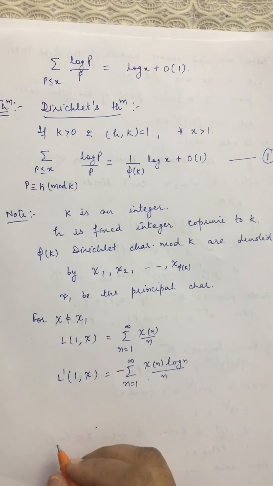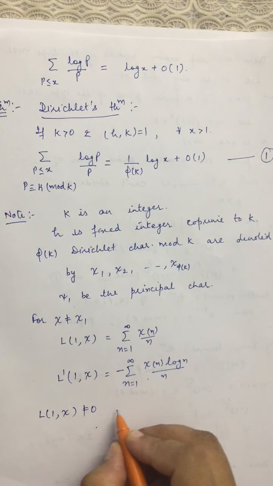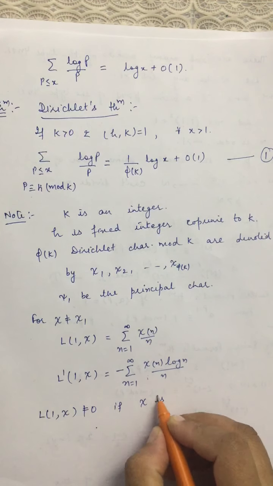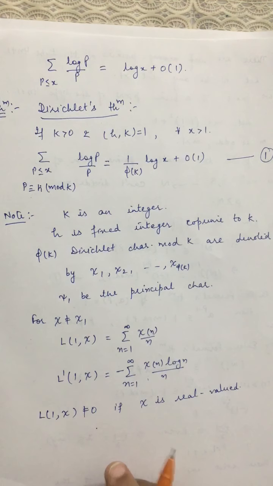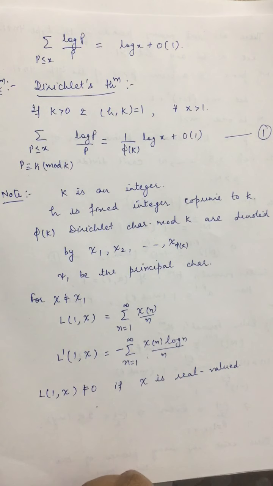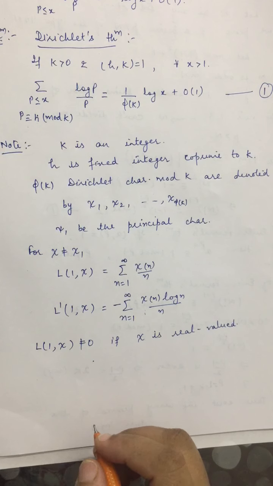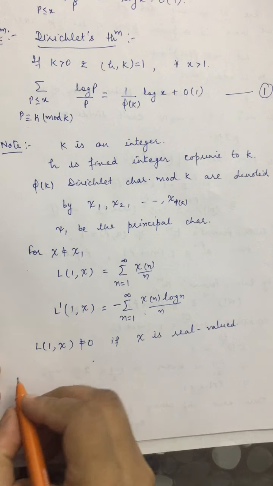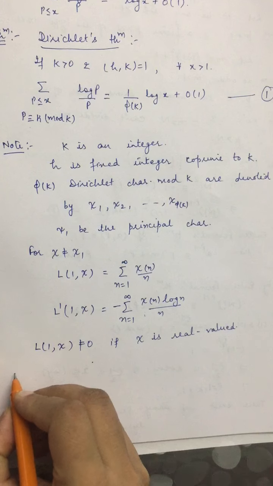And one more thing we have proved in the previous chapter, that L1 chi is non-zero if chi is a real valued character. So for chi real valued character, this is non-zero. So let us prove now the Dirichlet theorem. Actually, Dirichlet's theorem is proved by a sequence of lemmas. So firstly, I give the plan of the theorem. I will state the lemmas, and then we will prove the theorem.